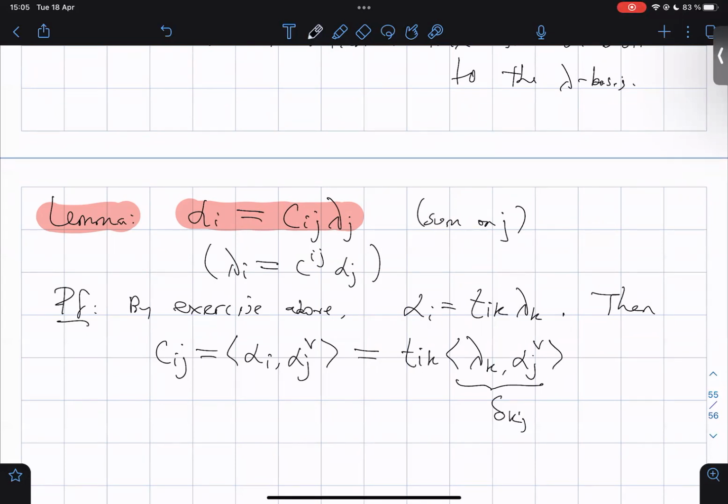There's a summation over k here. I'm summing and I have a Kronecker delta, so that means you only have a non-zero contribution when k is equal to j. In that case, this is 1. So this is Tij.